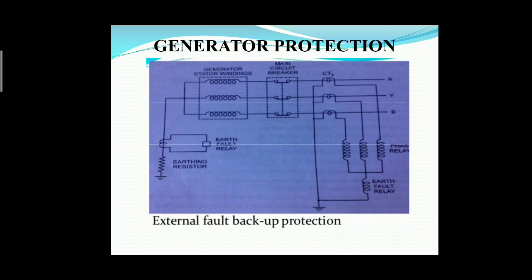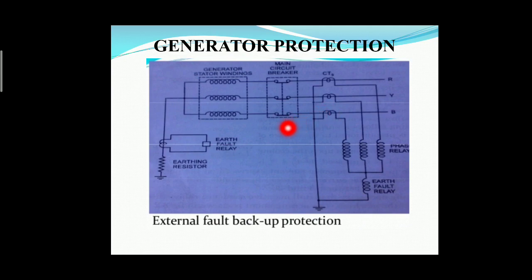This is the circuit for the external fault backup protection. This is the three-phase generator stator winding. In each and every phase we are connecting the circuit breaking coils. These are the main circuit breaking coils, R phase, Y phase and B phase. In each phase we are connecting the circuit breaking coil, and then we are using the CTs.